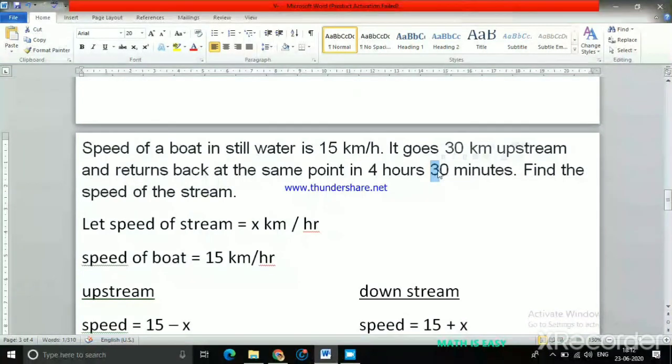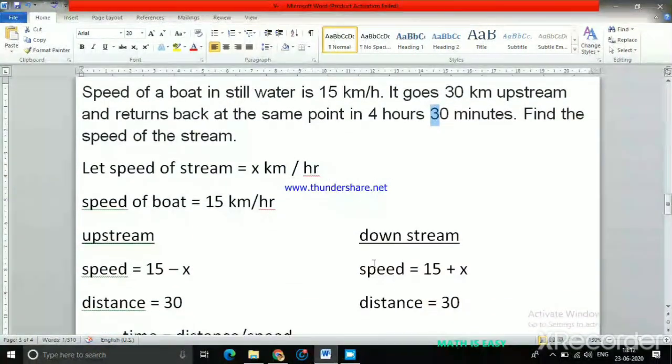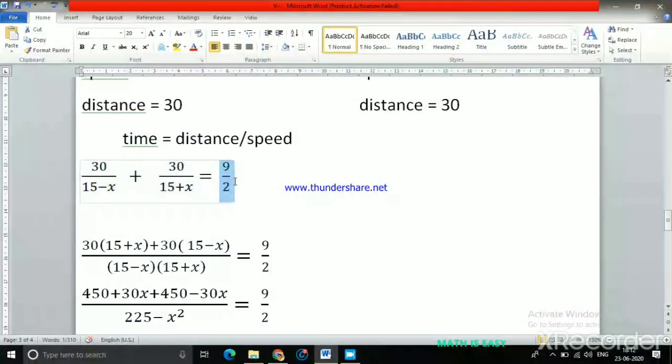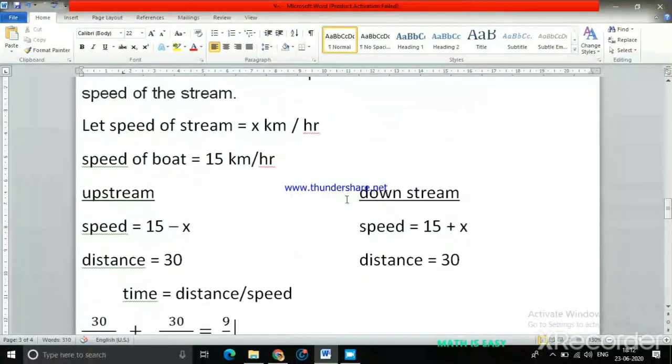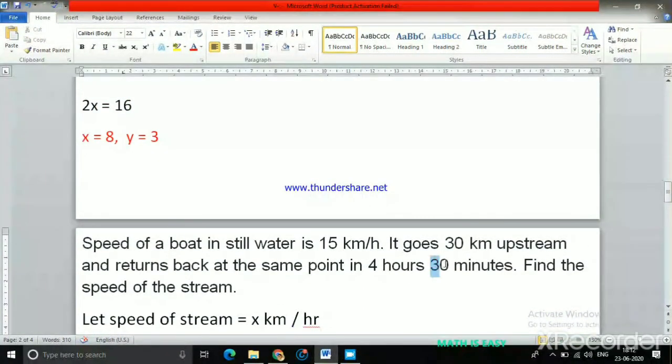So 4 1/3 is 13/3. If they give 20 minutes there, here in place of 9 by 2, you will get 13 by 3. If they give 4 hours 10 minutes, there are such questions, okay? 10 minutes means 10 upon 60, which is 1/6. You have to convert minutes into hours. So 4 1 by 6 is 25 by 6. Like that, if any minutes are given, you have to convert those minutes into hours, then it becomes a mixed fraction, which you can convert into an improper fraction.